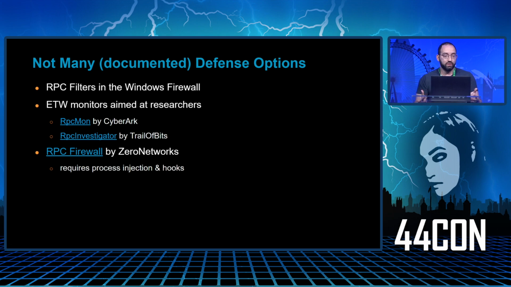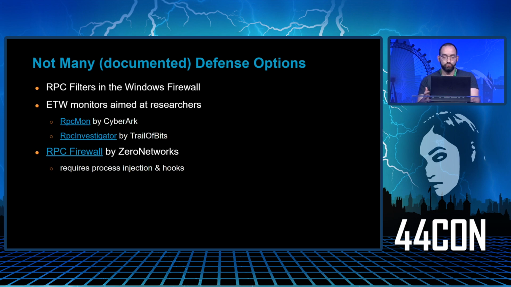And even if we wanted to have defense, we don't really have that many options. We have the RPC filters in the Windows firewall, and we'll see that in the last section of this talk. And there's already been some research around ETW-based monitors for RPC, but they've mostly been focused on the local side of things. They didn't really take a look at the network aspect of the connection, which is what I'm aiming to show in this talk.